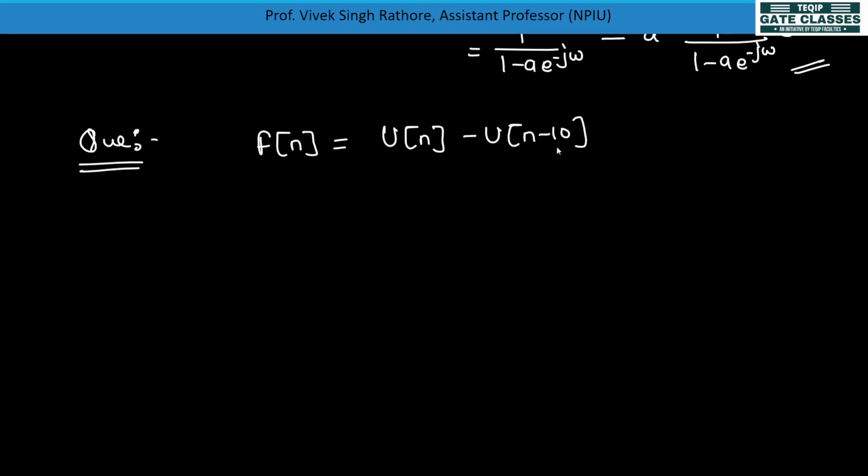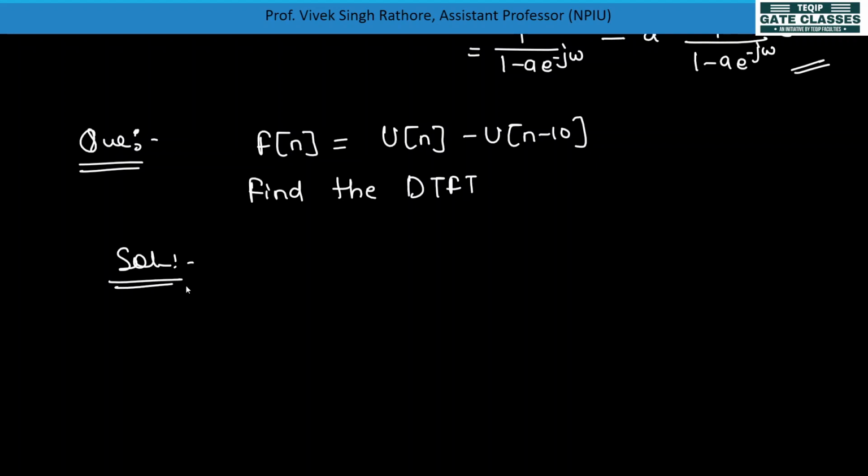Okay, u of n minus u of n minus 10 is given. Now you need to find the DTFT. Simple. Earlier also we have seen u of n minus u of n minus 9, but now some difference is there, so we'll see what the difference is.